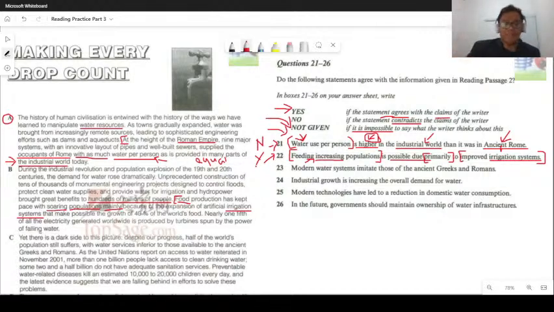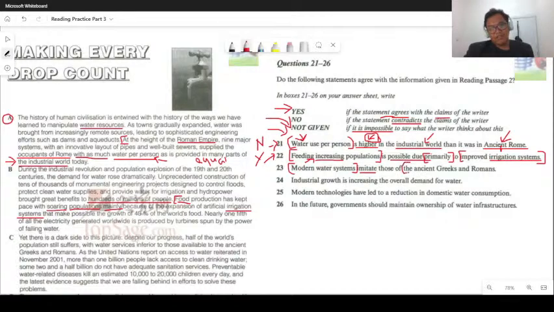Okay. All right. Let's do one more question, then we'll move on to a different question type. For question 23, modern water systems imitate. So again, we want to find modern water system. Almost like a tongue twister there. Imitate. So that's a keyword, a verb, especially if it's that strong. Imitate, copy, emulate those of the ancient Greeks.